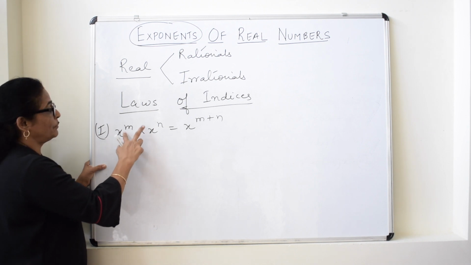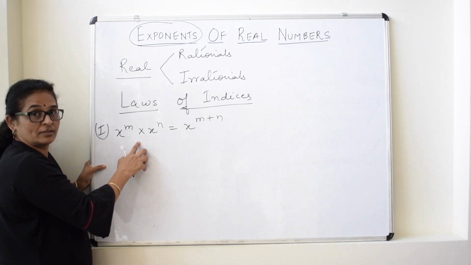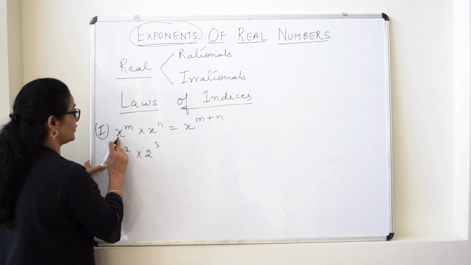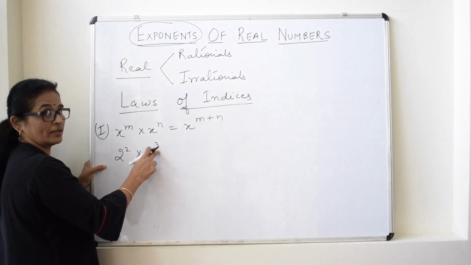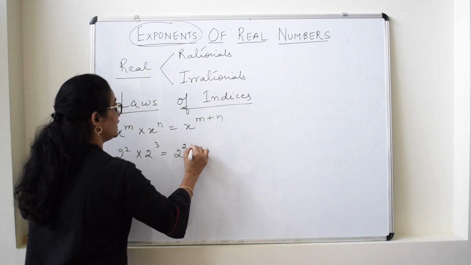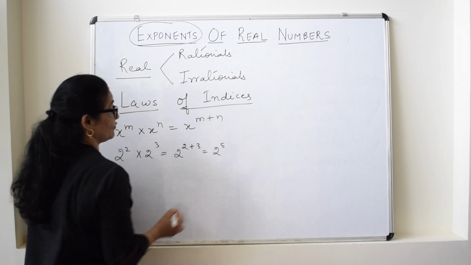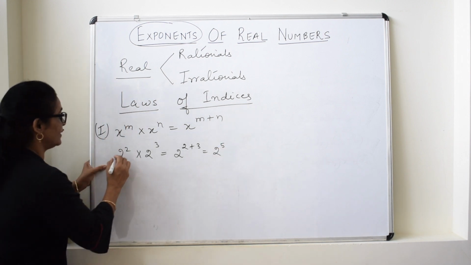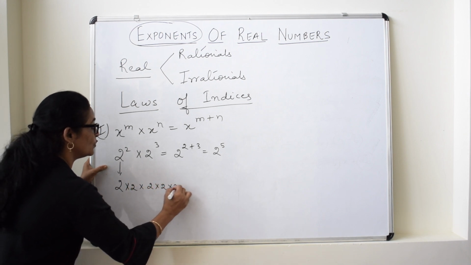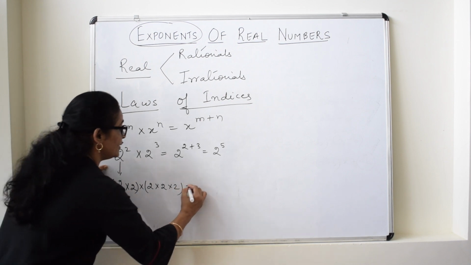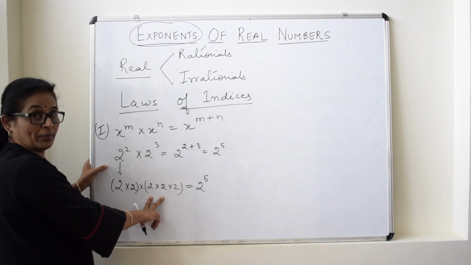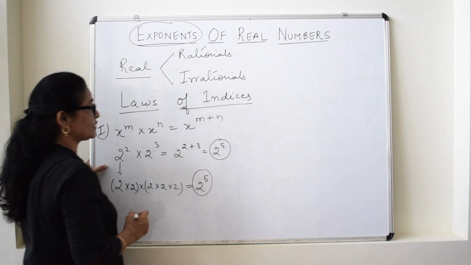the same base, powers are different integers, with the sign of multiplication, the powers will be added. For example, 2 square into 2 cube. Here the base is 2, the power is 2 here and 3 here, means m is 2, n is 3. If we use the law, directly you can say it is 2 plus 3, that is 2 to the power of 5. But if you see the meaning of it literally, then 2 square is 2 into 2 and 2 cube is 2 into 2 into 2. So altogether if you multiply, it will give 2 to the power of 5. So by applying the law, or literally multiplying, the answer is the same. So the first law is this.